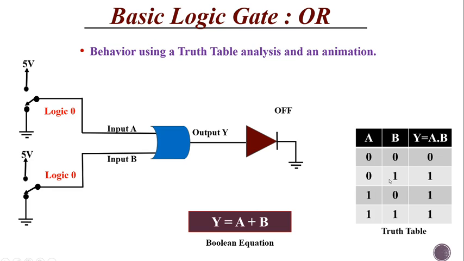Now make the input B equal to 1. So we are connecting this logic input B to the logic 1, and here output is 1, so LED becomes on. Now the third combination, make input A equal to 1 and B equal to 0. So again output is 1, so LED is on. And when both inputs A and B are connected to logic 1, output is high, so the LED is on. So we can say that when any one input of the OR gate is high, output will be high, otherwise it is 0.